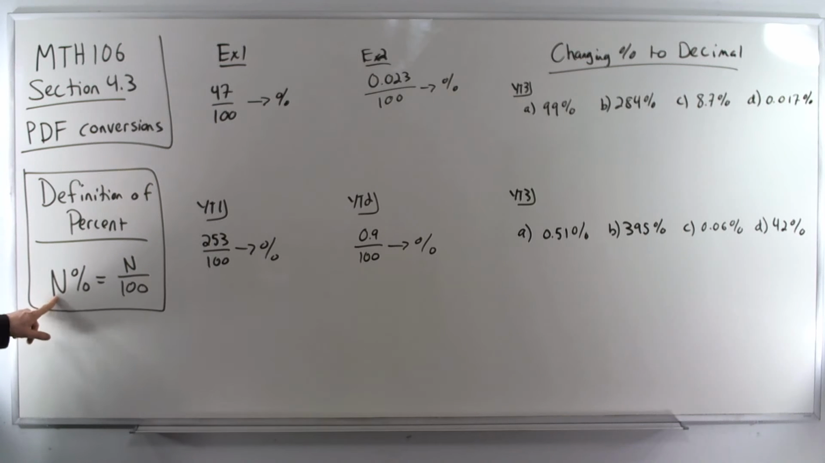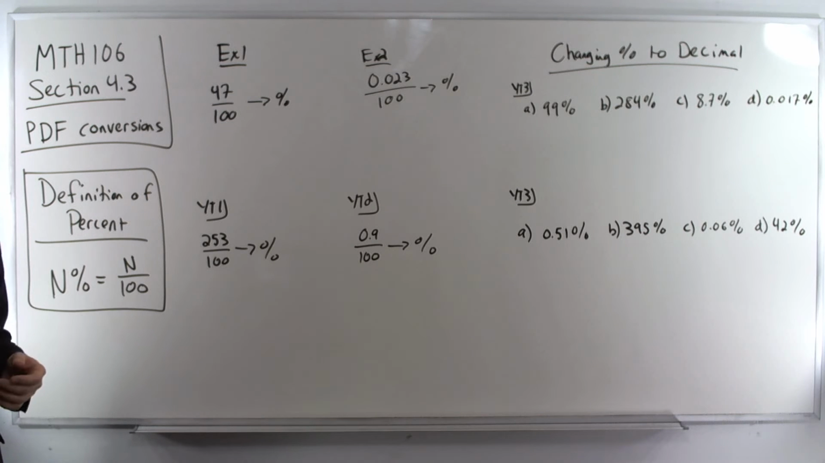So if we have some number as a percent, what that really means is we're taking that number and dividing by 100. And once we do that, we get a decimal. And those two things are equal. That decimal form is equal to the percent form.